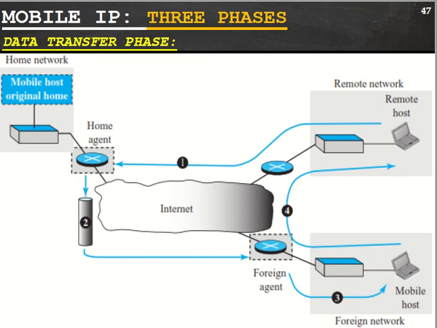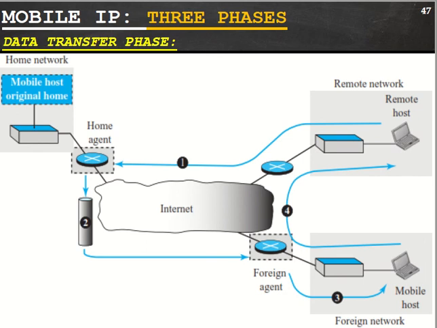So this is about mobile IP, the different types of addresses like the host address or the mobile address, and then we have seen about agents, home agent and foreign agent, and the three different phases in data transfer. Thank you.